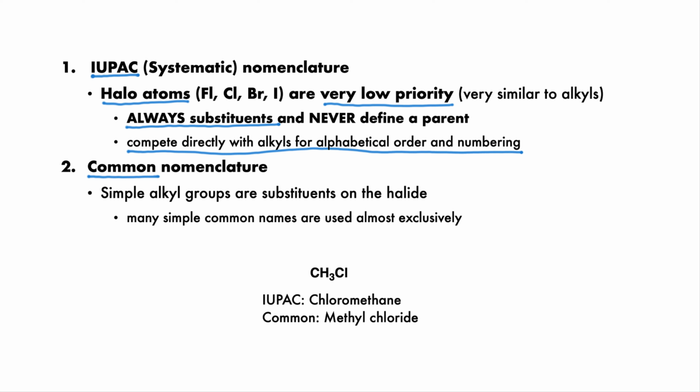In common nomenclature, very simple alkyl halides are named as alkyl substituents on the halide. Many of these historical names are usually or exclusively used. In IUPAC nomenclature, this simple molecule would have a methane parent with a chloro substituent. In common nomenclature, it would be a chloride with a methyl substituent attached. Notice the space between the two words.